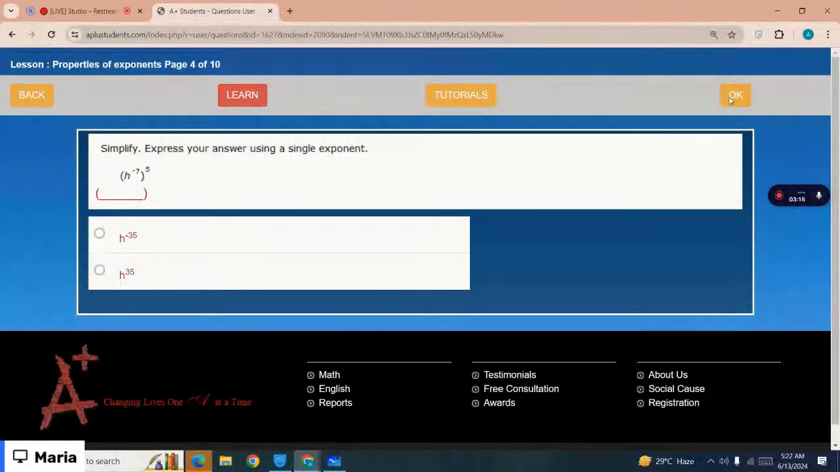Simplify h exponent negative 7, all exponent 5. So which is the correct option? The correct option is option number 1, h exponent negative 35.